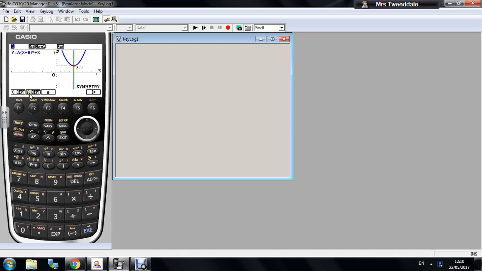I can also find the y-intercept, which I can't see because I'm not zoomed out, but it is 0, 19. And I could also find the x-intercept if there were any. In this case there isn't, so it will say not found. So that's a really different way of putting in a graph, and it gives you a line of symmetry really quickly.